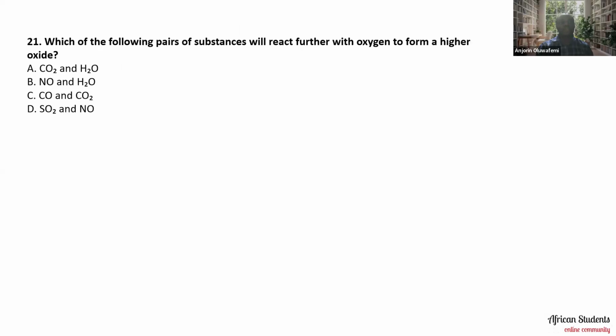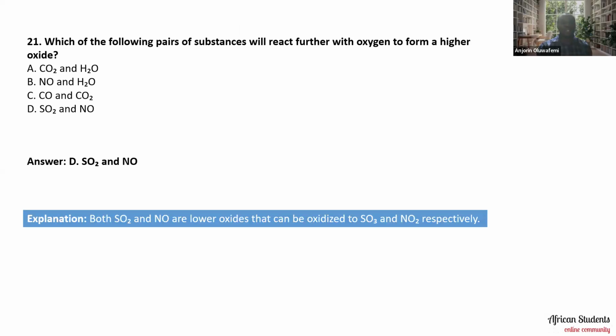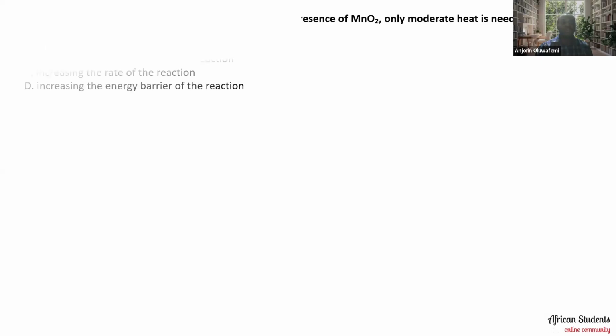Okay. Then, which of the following pairs of substances will react further with oxygen to form a higher oxide? Is it option A, option B, option C, or option D? So the right answer to this one is actually option D, SO2 and NO. They react further with oxygen to form a higher oxide. So both SO2 and NO are lower oxides that can be oxidized to SO3 and NO2 respectively. Okay.